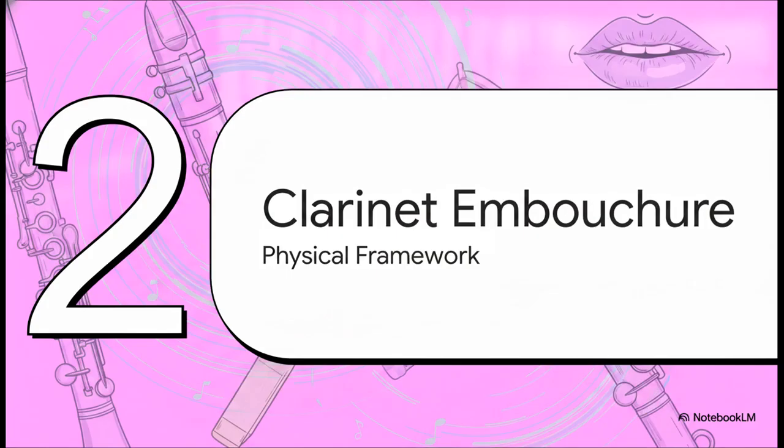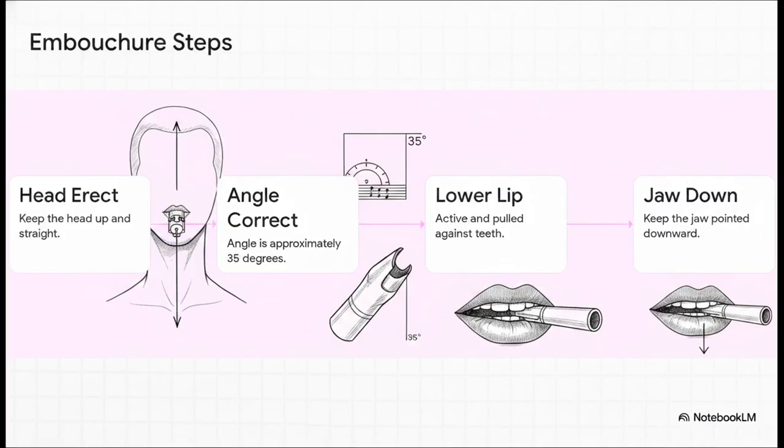Moving on to Section 2, building the clarinet embouchure, focusing on the physical framework. The absolute most crucial thing here is implementing a specific, step-by-step physical checklist right from day one, before any bad motor habits can take root. You're looking for these 4 primary elements.